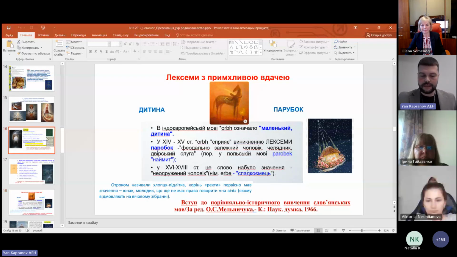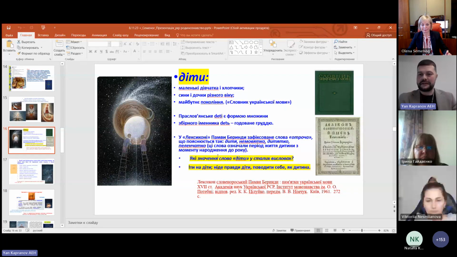The next slide is connected with the children. So you see that we have a continuation. Yes, mother, father, then we speak about the children. The explanatory dictionary gives the following meanings for the children: little girls and boys, sons and daughters of different ages, future generation. And in Proto-Slavic, we have the form of the plural of the noun. Then in the lexicon, we see the following words that were recorded. Otrocha, it is recorded, which is explained as follows: child, baby.